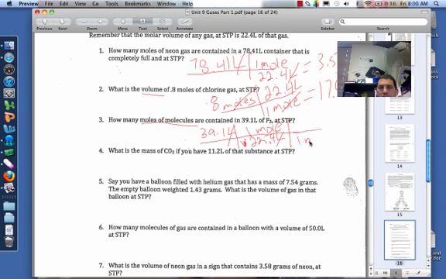So we know that 1 mole equals 6.02 times 10 to the 23rd molecules. And that's of any stuff. It could be molecules, could be particles, could be atoms. So you just simply multiply 39.1 times 6.02 times 10 to the 23rd, and then divide it by 22.4. That's going to give you your correct answer. Okay? Okay, we're going to move on.